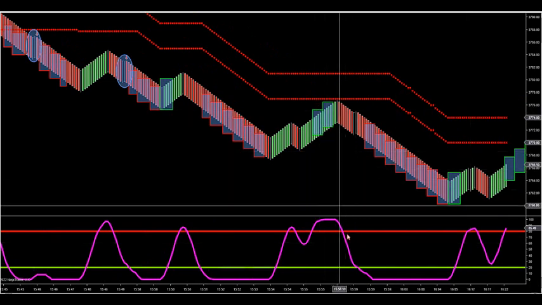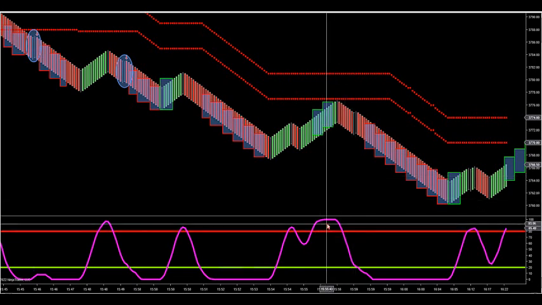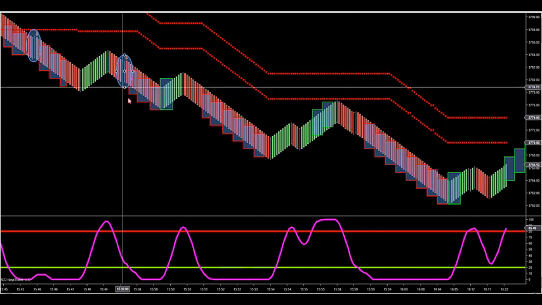Here's another one right here, tweezer. That was a tweezer full retracement. Momentum oscillator got above 80. That's why it didn't fire. But that answers your question as far as that goes.